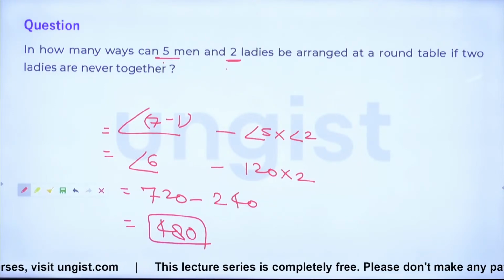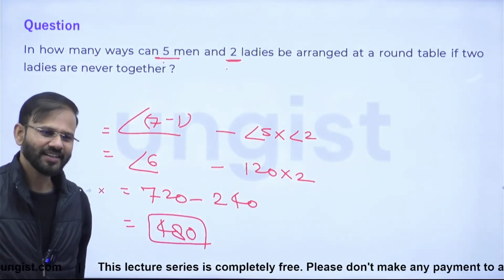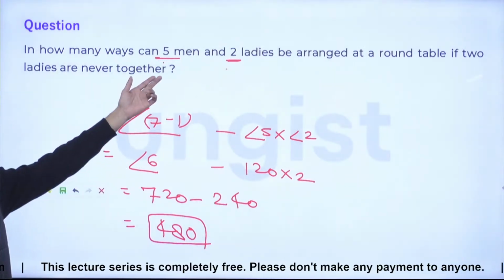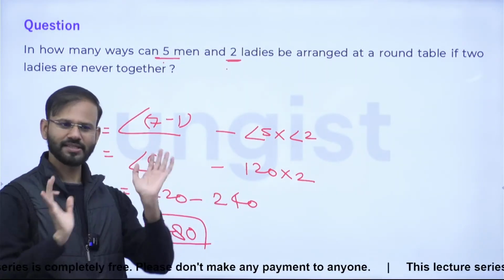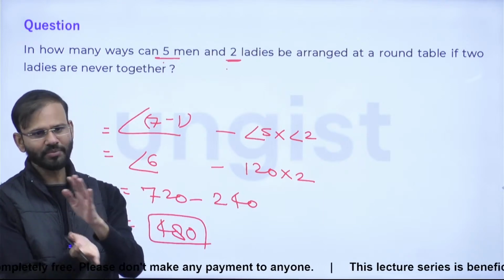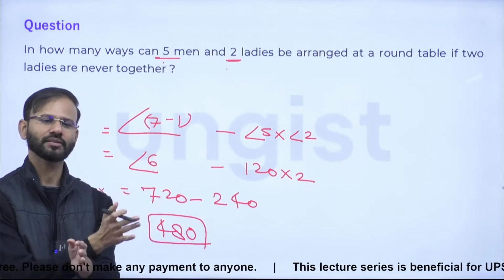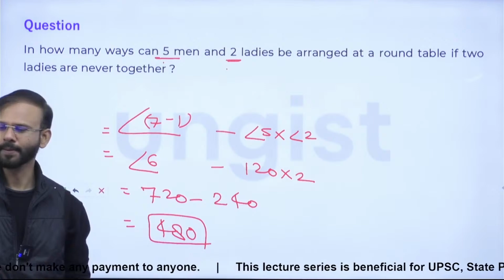Yeah. What did you not understand? Okay, because the thing is, they are saying two ladies are never together, so you just have to put them in a box and treat that box as a single character. But they can swap their position. They can interchange their position. That is a factorial 2.